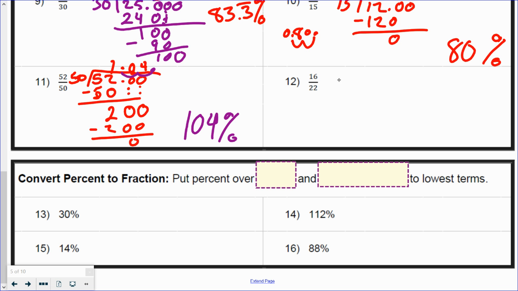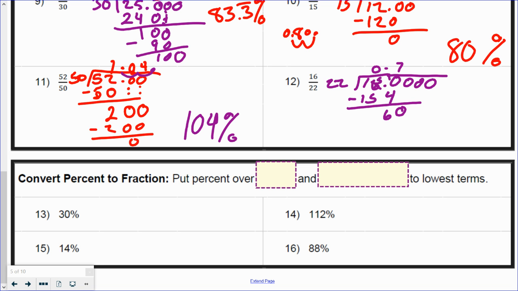Okay, taking 22 into 16. Now 22 cannot go into 16. So I have to put my 0, my decimal. I'm going to add a few zeros. All right, 22 goes into that 7 times. Okay, so because 22 times 7 is 154. So I can subtract. Gotta do some borrowing. With 6.